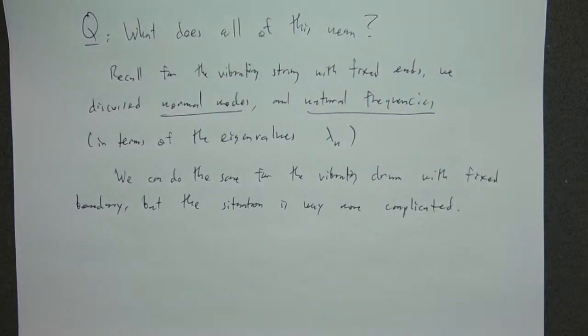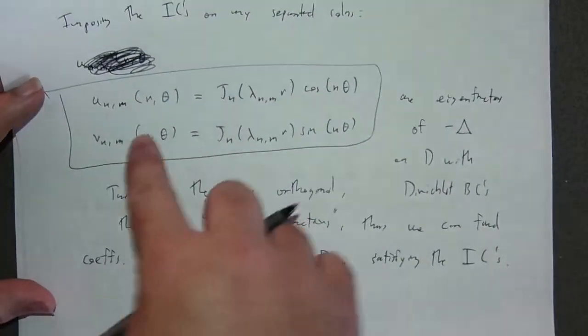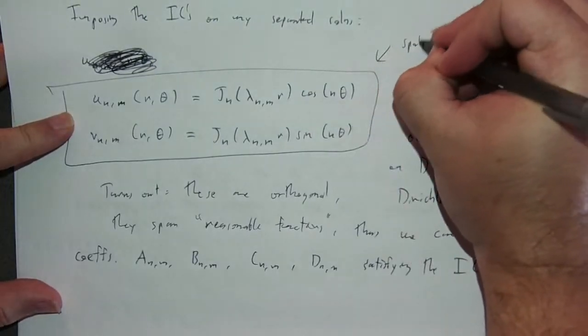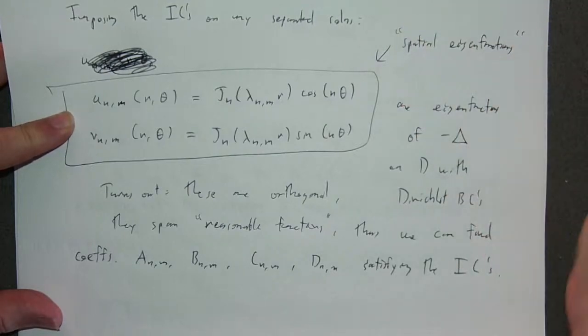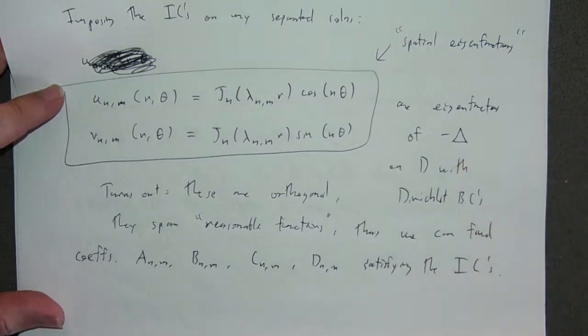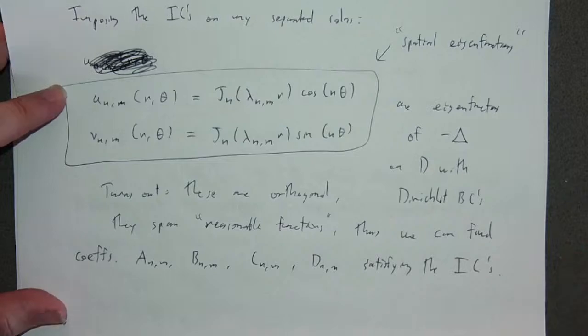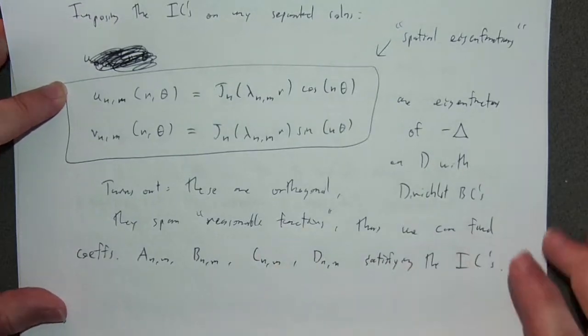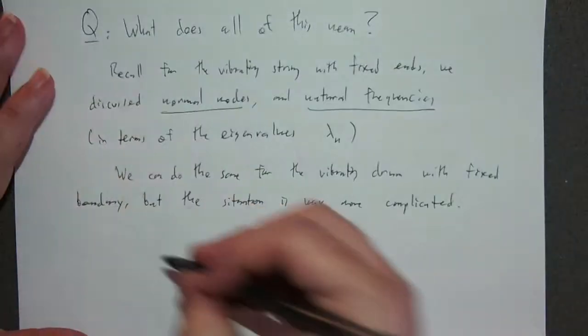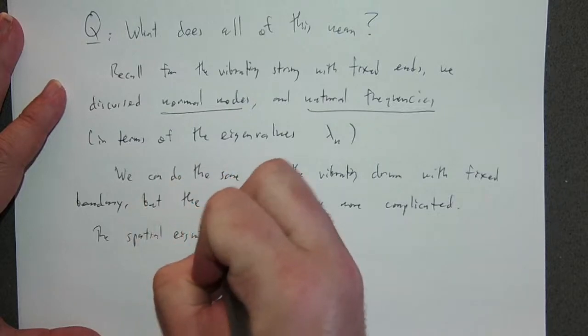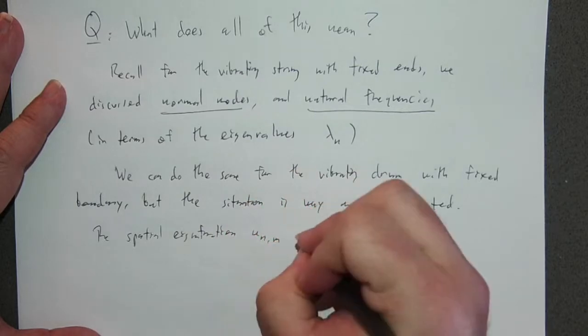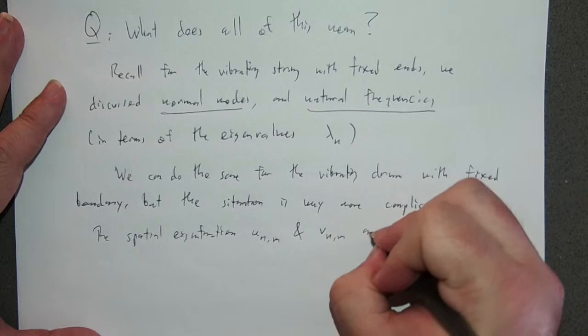Okay. Well, it turns out that actually these things I wrote on the previous page, these spatial eigenfunctions, okay, these spatial eigenfunctions we get for this problem, these actually are my normal modes, right? The spatial eigenfunctions u sub nm and v sub nm are the normal modes.